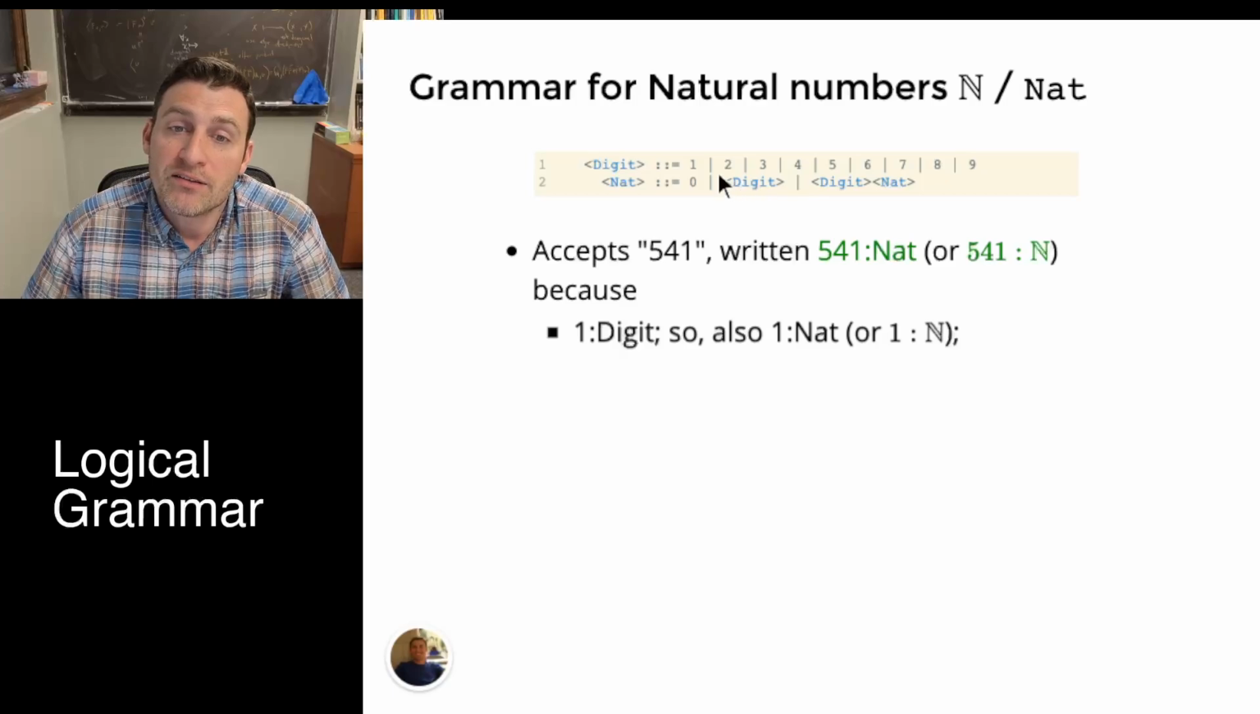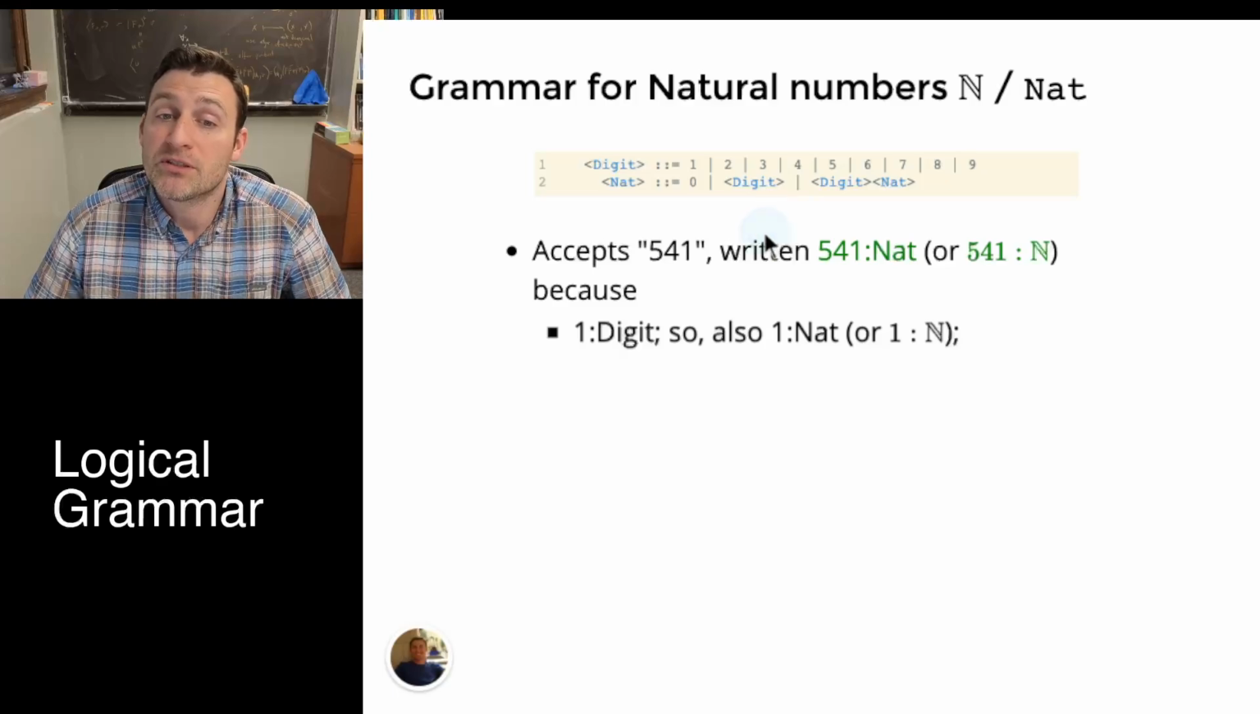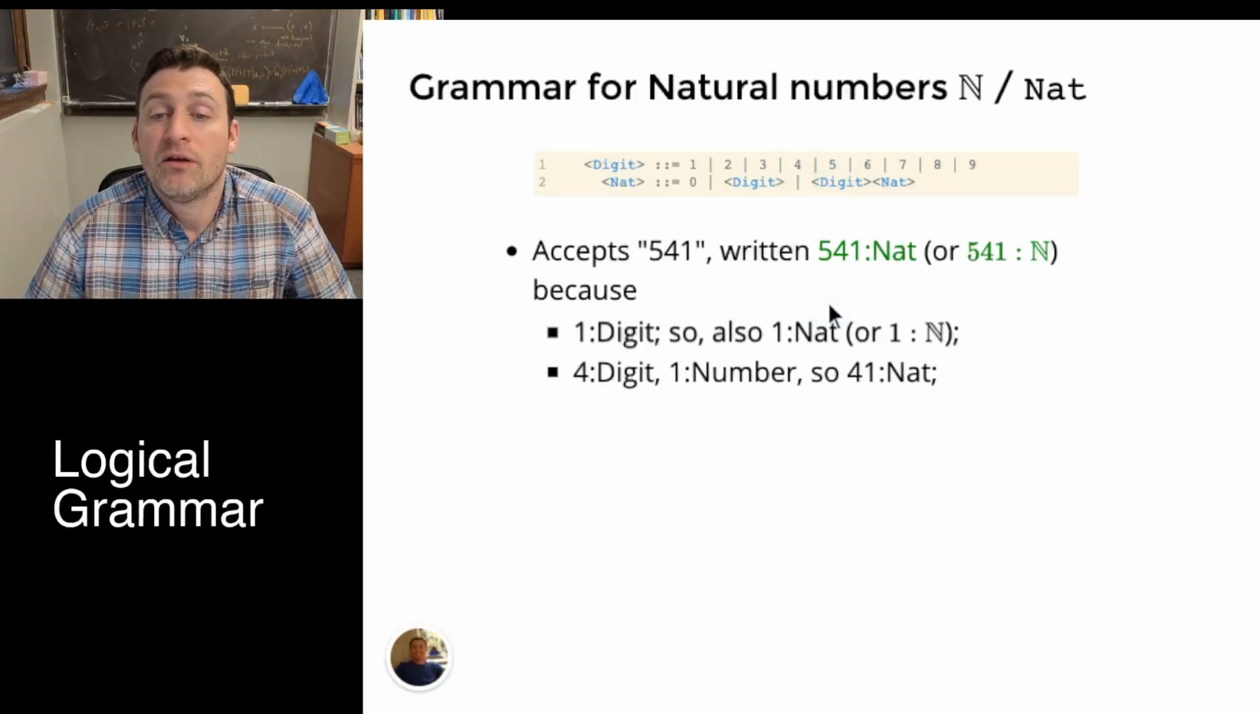What this allows then is that the number 1 as a digit is accepted as a natural number as well. It's right here, it's one of the options. So I'm allowed to say 1 is a digit, so it's also a natural number. Now that we know 1 is a natural number, it can be used right there, which means it can be preceded by any digit. We see 4 is a digit, so therefore 1 is allowed. Therefore 41 is a natural number.